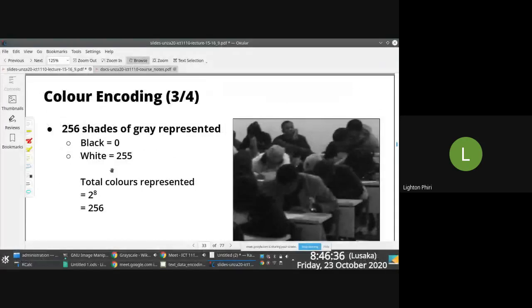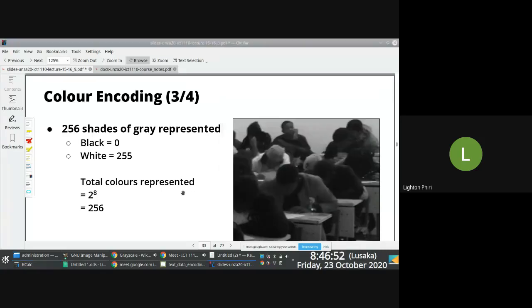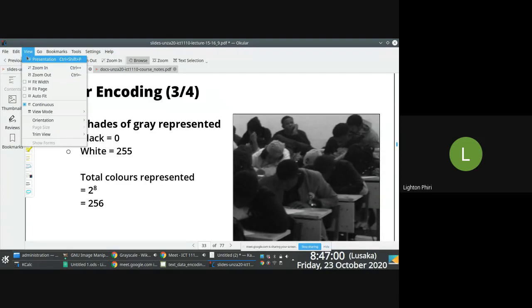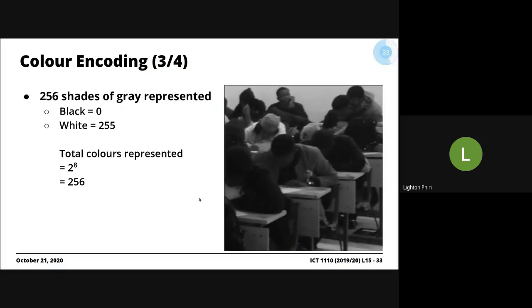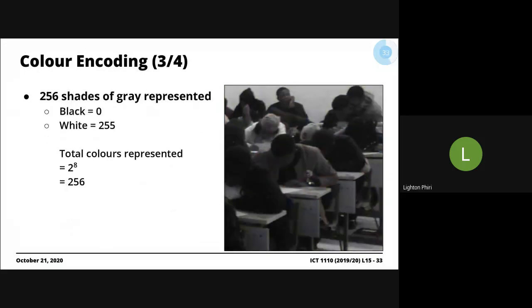And of course, the best way of viewing 255 is as a stream of ones, 8 ones. And then black is a stream of 8 zeros. The intermediate shades of gray will be a combination of ones and zeros. So that's black and white, and grayscale.